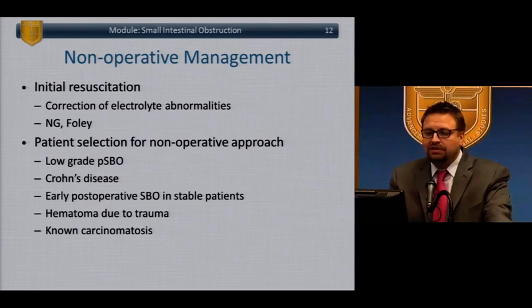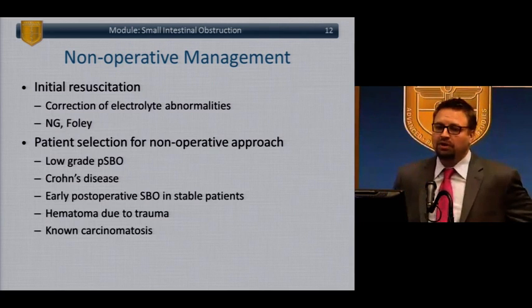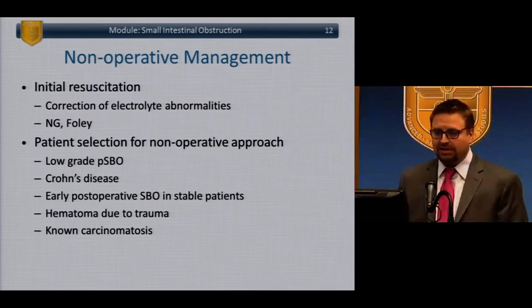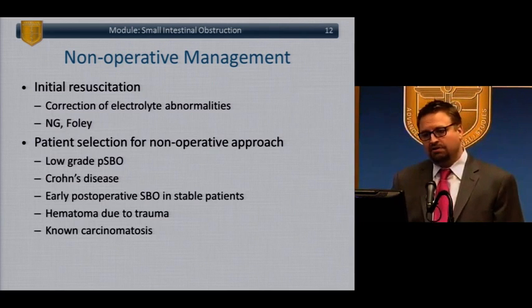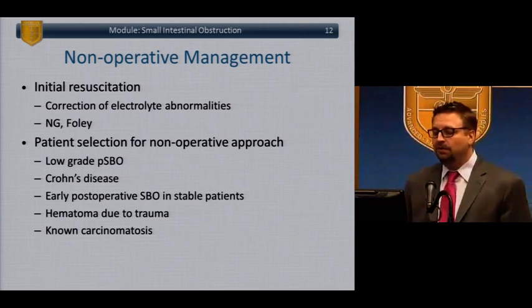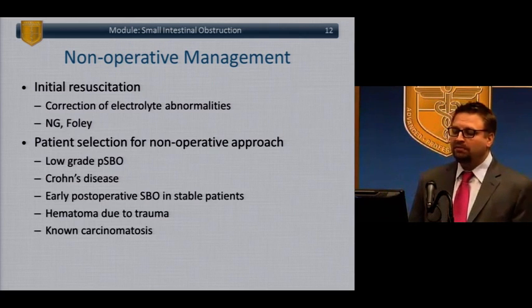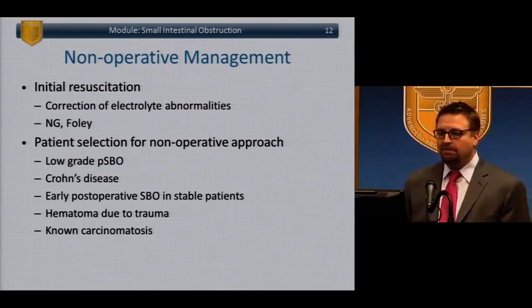So the first question to decide really is, does the patient need an operation immediately, or can you employ a non-operative strategy? Of course, all patients are going to undergo the usual resuscitation, fluid and electrolyte replacement, Foley for urine output monitoring, and NG tube for decompression. And then think about whether the patient is eligible for non-operative management.